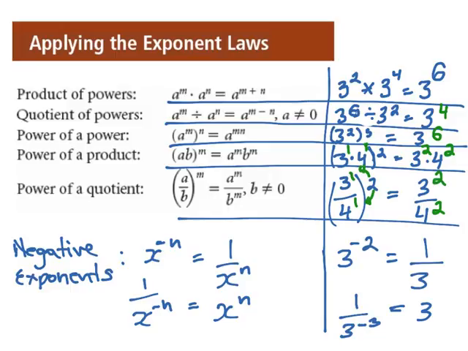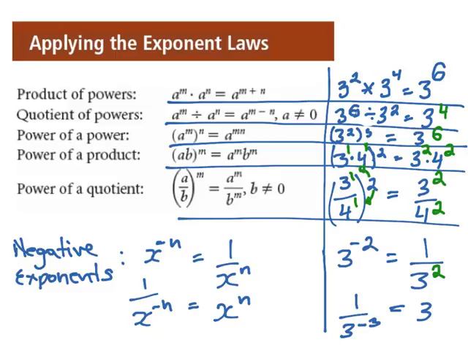The last exponent law is the negative exponents. How do we deal with negative exponents? We're going to use reciprocals. For example, if we have 3 to the power of negative 2, it is the same thing as 1 over 3 to the positive exponent of 2.